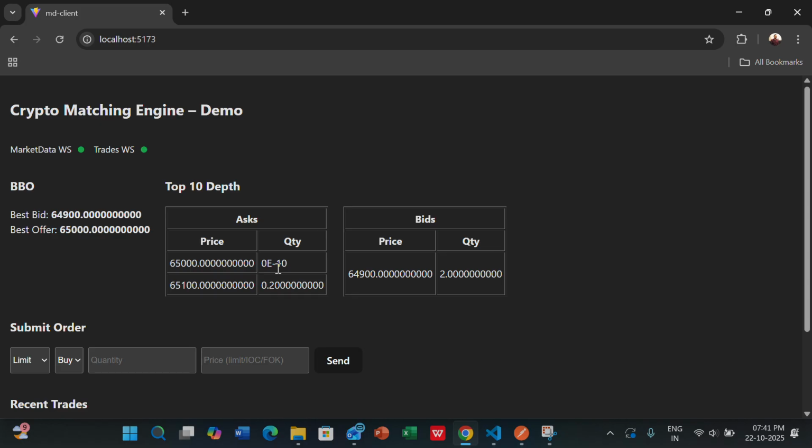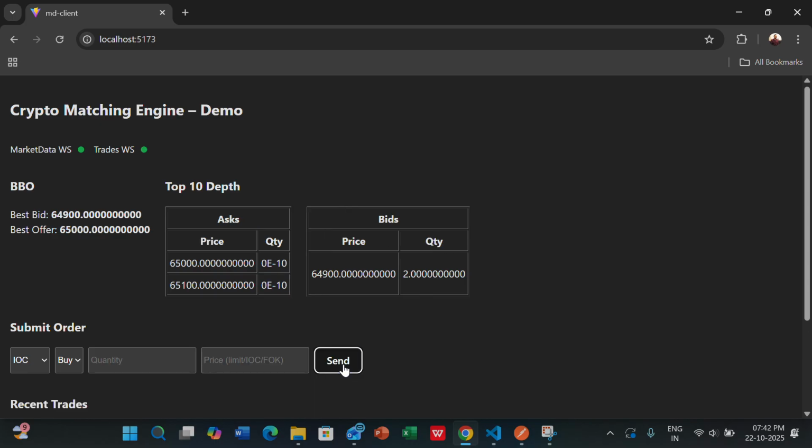Now for IOC and FOK behavior, I will demonstrate the IOC and FOK behavior. First I will say IOC. We will buy quantity, let's say 3, and the price we have to pay is 65,100. Okay, looks good. As you can see, if I send this, the IOC, immediate or cancel, fills whatever is available right now at less than 65,100 and cancels the remainder. It never rests on the book.